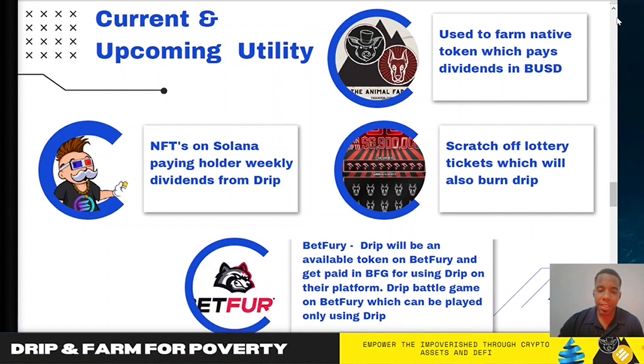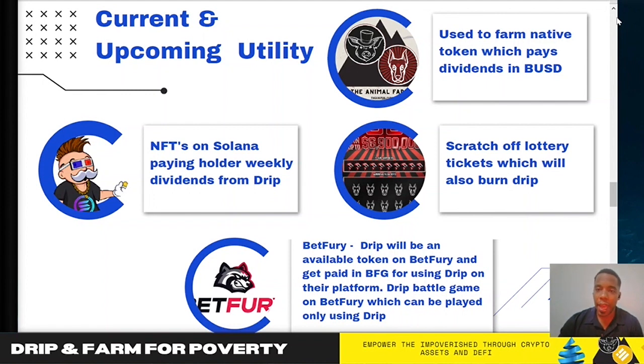Additionally, BetFury is one of the leading casinos that use crypto. Drip will be an available token on BetFury, and you will get paid in BFG using Drip on their platform. A Drip battle game on BetFury will also be used to pay out in Drip or played with Drip.